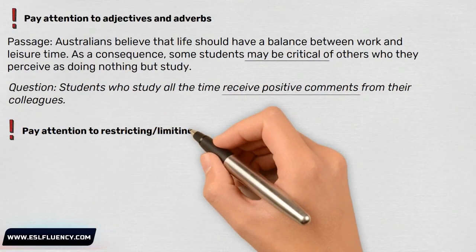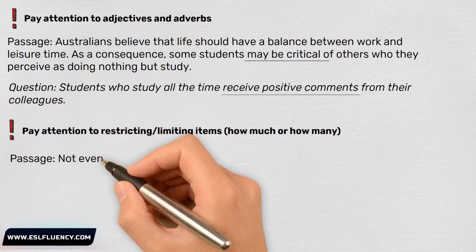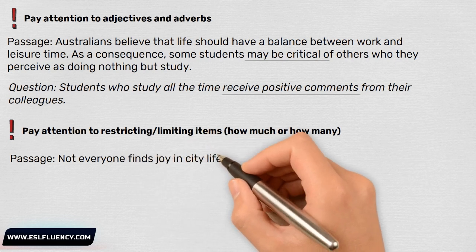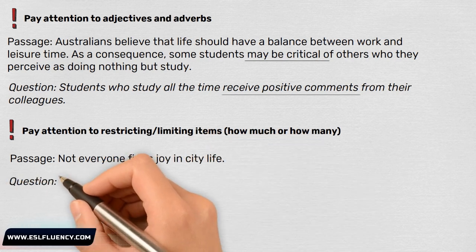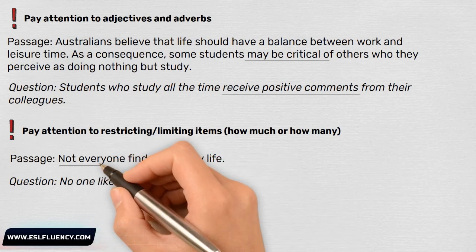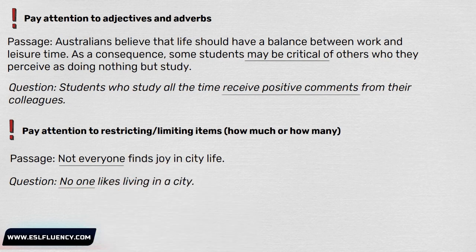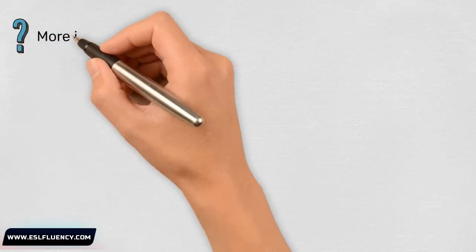Sometimes it is the restricting or limiting vocabulary items or quantifiers, like only, no, not, rarely, not all, everyone, a few, a third of, enough, lack of, and things like that. These will help you get the answer. For example, not everyone finds joy in city life. And the question says, no one likes living in a city. So the passage says some people like it, some don't. But the question says no one likes it. Again, false.